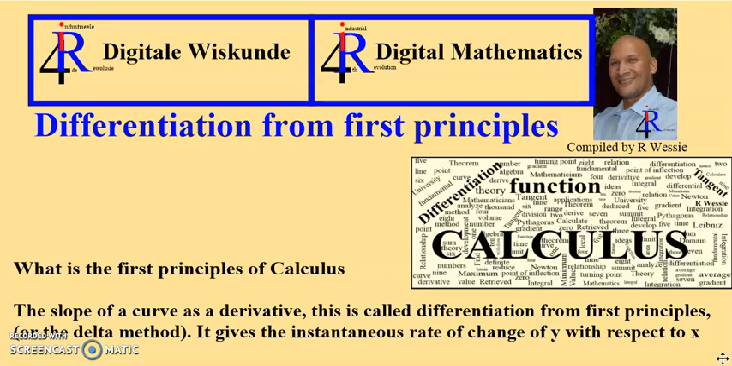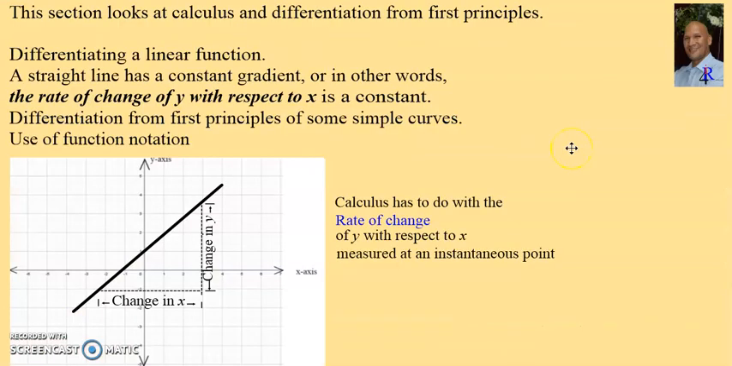What is the first principles of calculus? It is the slope of a curve as derivative. This is called differentiation from first principles, or the delta method. It gives the instantaneous rate of change of y with respect to x. This section looks at calculus and differentiation from first principles.